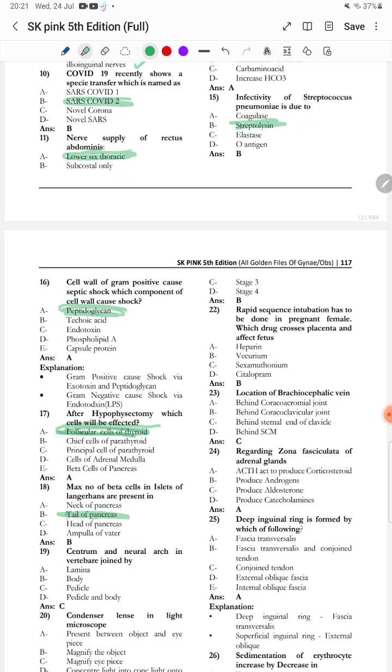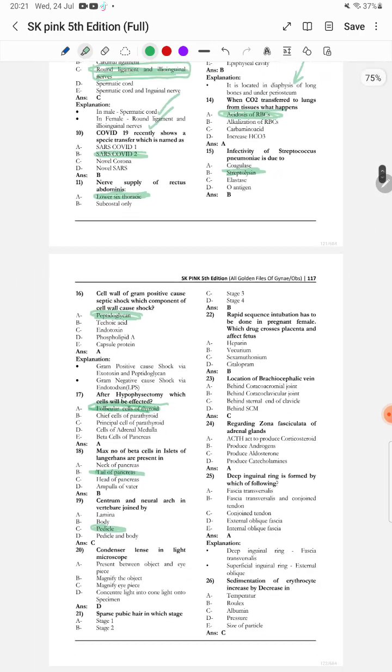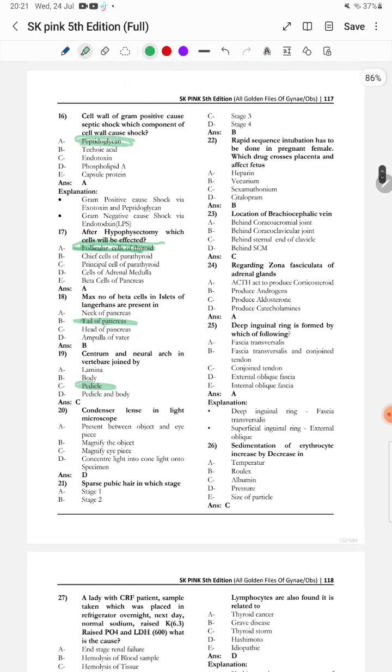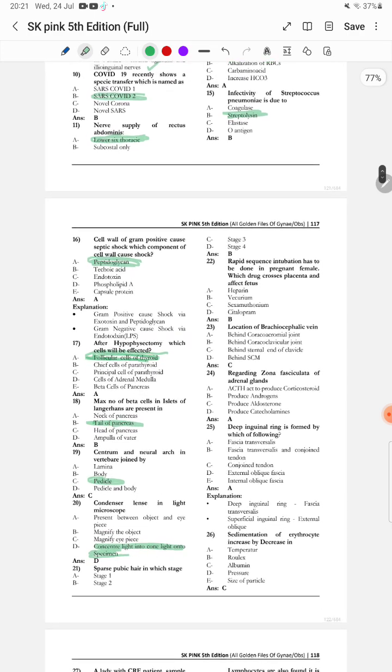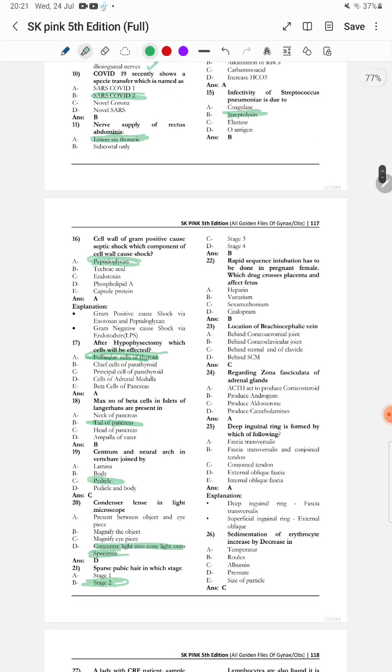Central and the neural arch in the vertebrae are joined by pedicle. Condenser lens is in light microscope. What is its function? Concentrate light cone onto the specimen. Sparse pubic hair in which stage? So it is stage 2 of puberty.